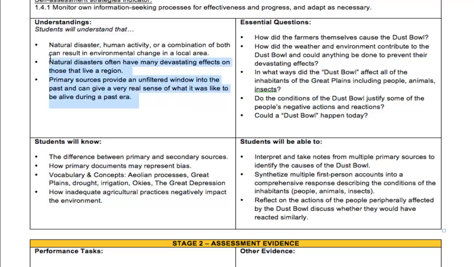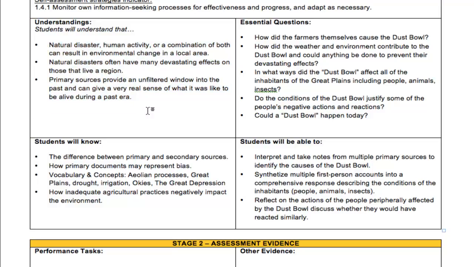So these are the three major understandings, big ideas that I want students to take away from the lesson and use perhaps in other contexts.